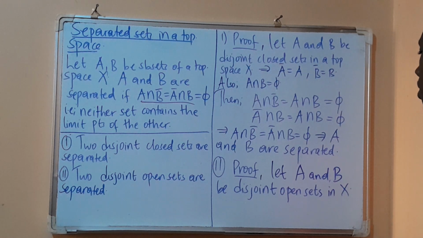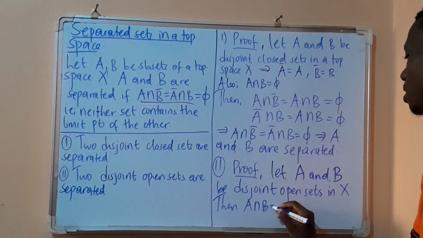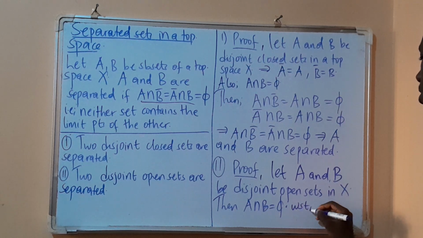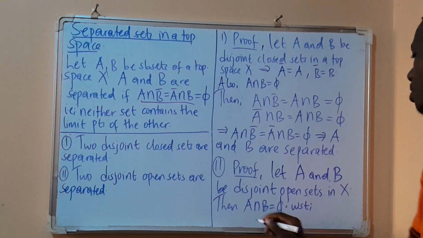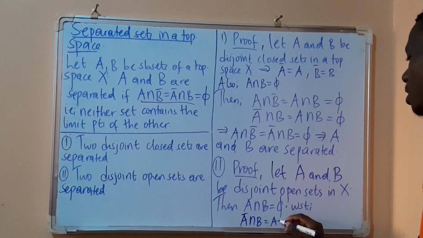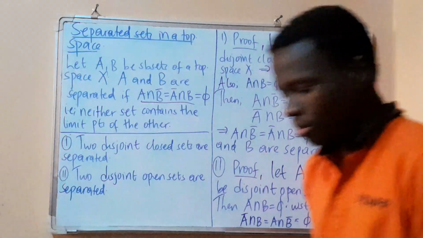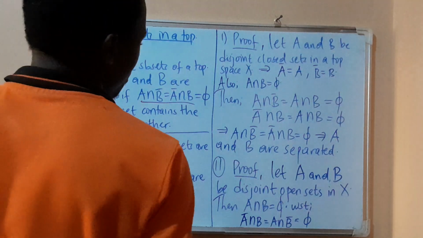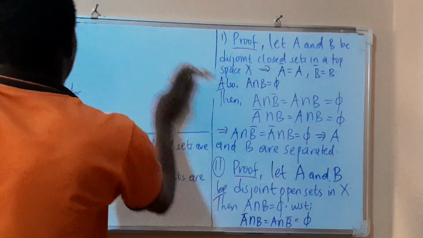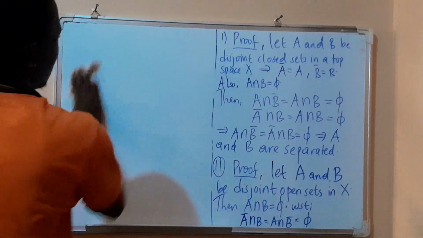Since they are disjoint, A intersection B is an empty set. So what do we want to show? For A and B to be separated, we show that A closure intersection B is equal to A intersection B closure, which is an empty set. We are supposed to prove that. The proof is going to follow contradiction.